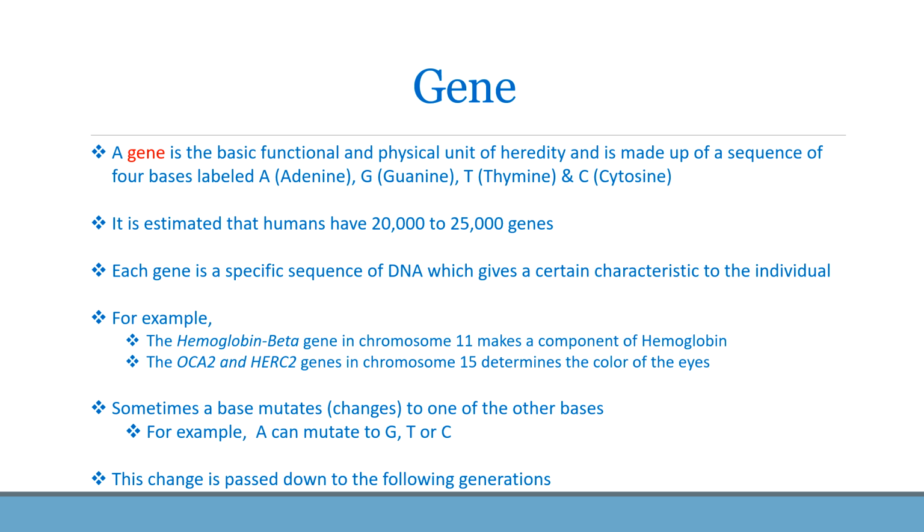Sometimes a base mutates, changes, to one of the other bases. For example, A can mutate to G, T, or C. This change is passed down to the following generations.